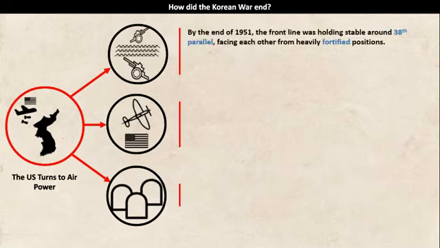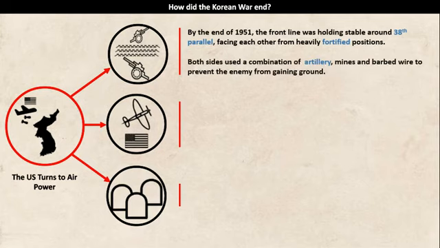By the end of 1951, this stalemate between Chinese and North Korean forces versus the UN forces had meant that the front line was holding stable around the 38th parallel. The two sides were facing each other from heavily fortified positions. These positions were made secure by a combination of artillery, mines and barbed wire, which prevented the enemy from gaining any ground. This meant that this line was unbreakable by land-based forces.